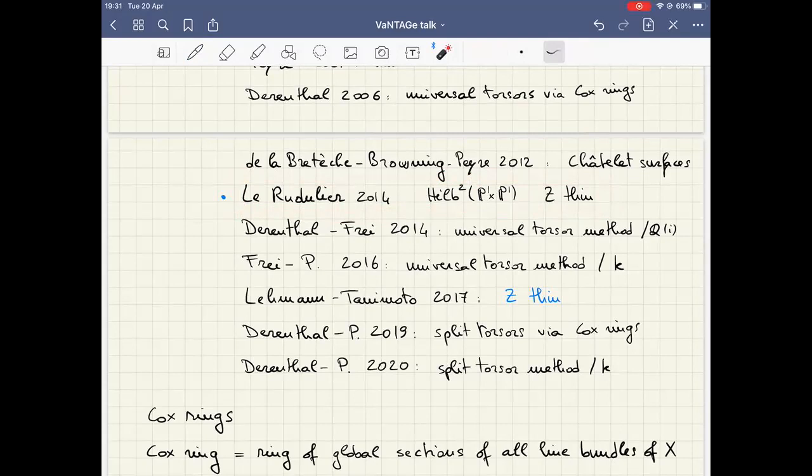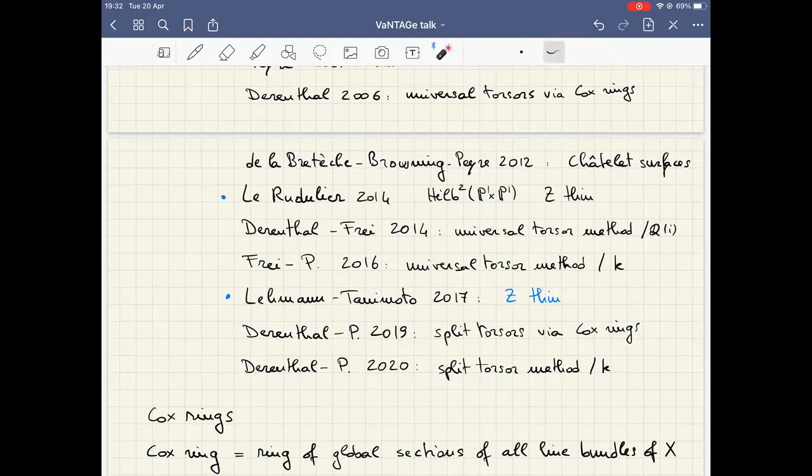And then I have here another couple of papers about the universal torsor method, and another couple of papers here. Again, in between, there is this paper by Brian Lehmann and Sho Tanimoto from 2017, which to me kind of culminates all the efforts in giving the most refined definition of Manin's conjecture, a version of the conjecture that doesn't have a counterexample.